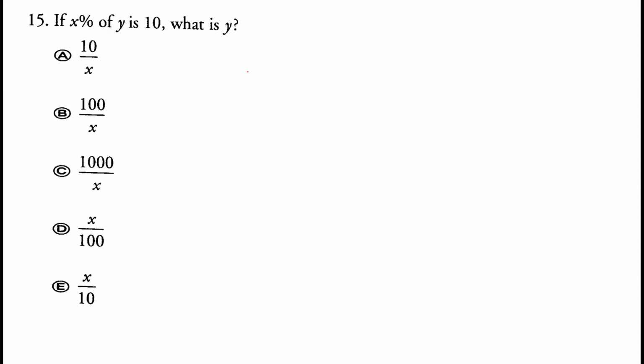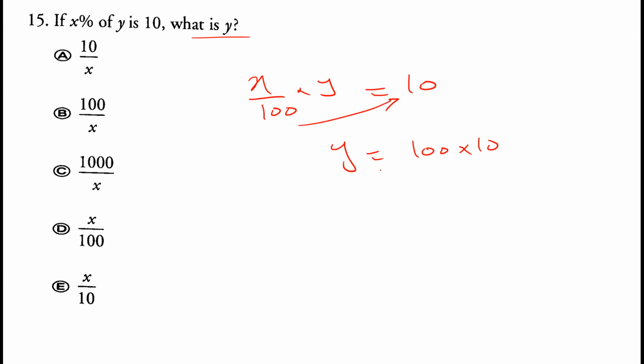Question 15. If x% of y is 10, what is the value of y? So y equals 100 into 10, where 100 goes to that side, divided by x. So this would be 1000 over x. So the correct answer is C.